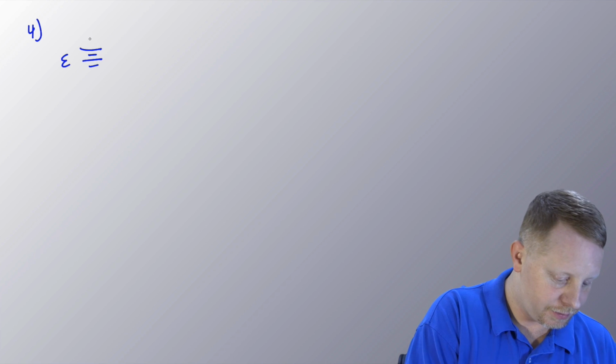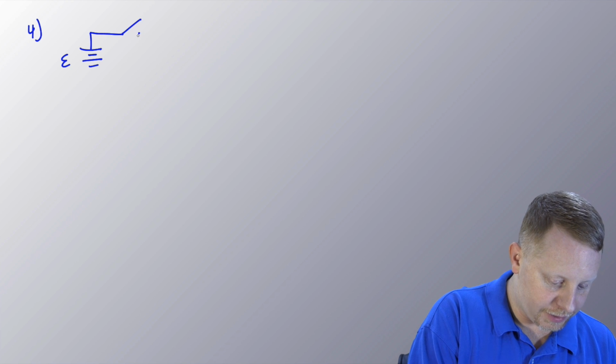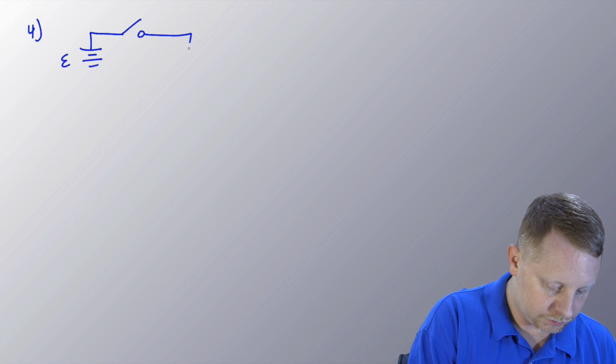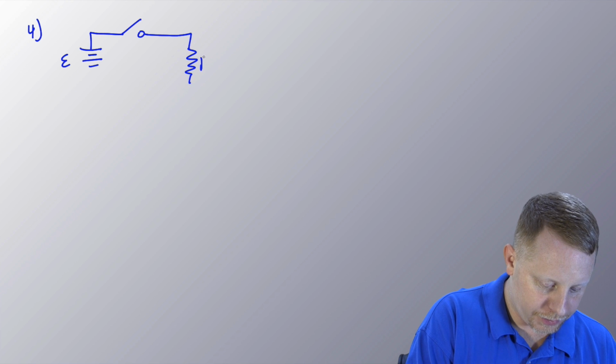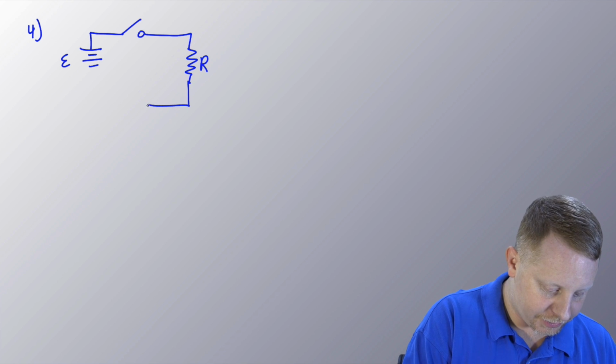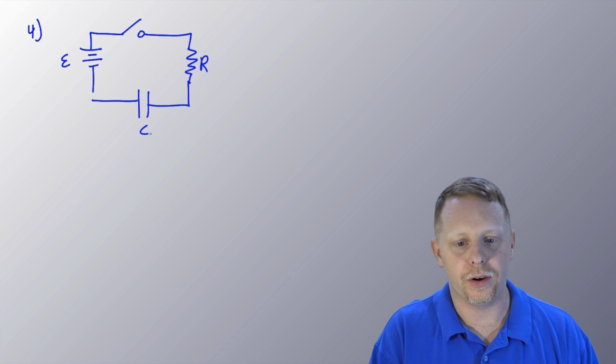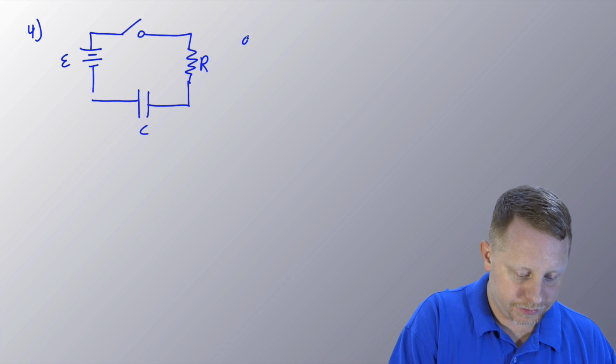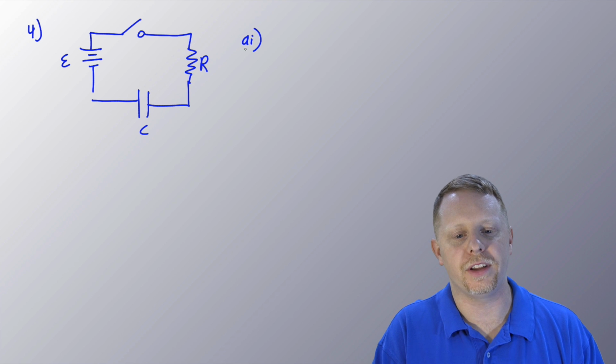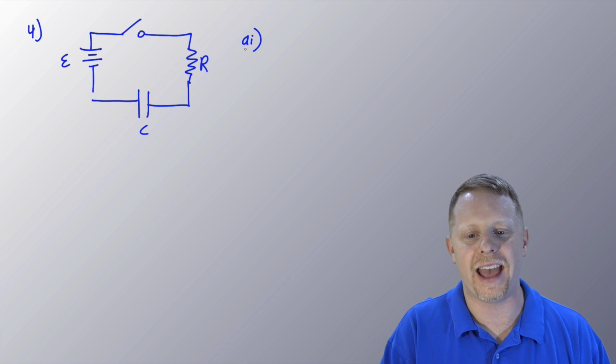Part A says determine the current in the resistor and the potential difference across the capacitor immediately after the switch is closed. Well, I'm first going to draw my circuit. I'm probably going to draw it something like this. We've got our battery, our source of potential difference, a switch, a resistor R, and a capacitor, all in series. There we go.